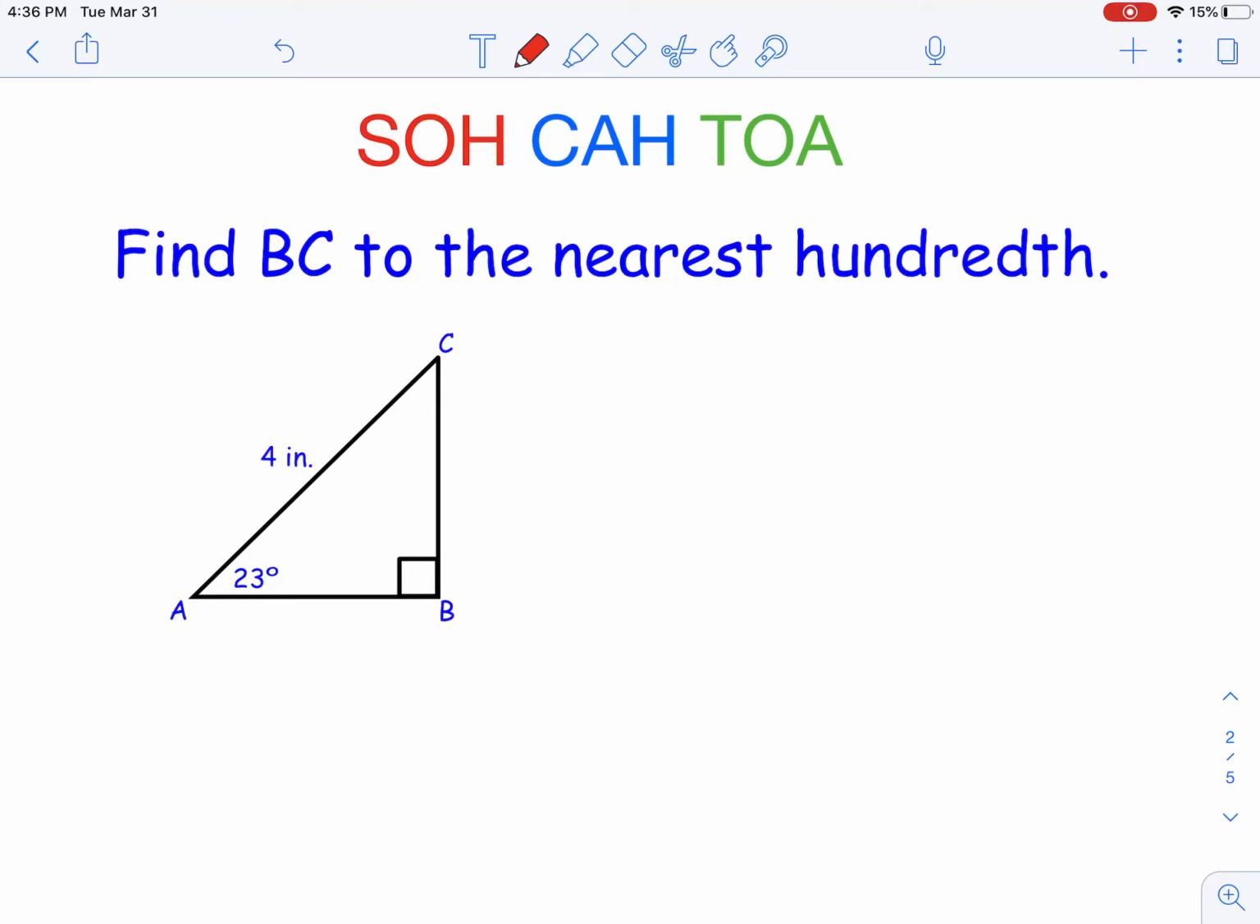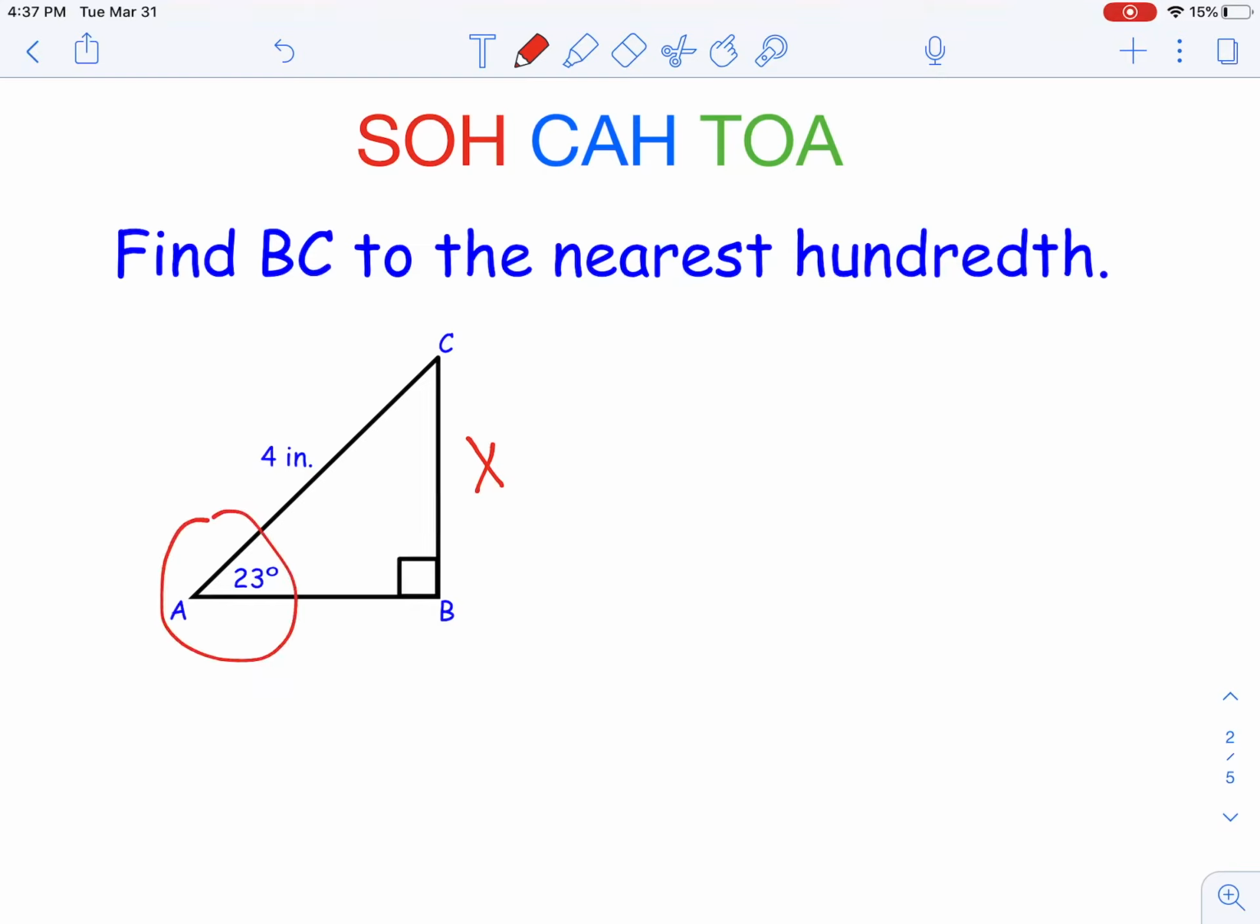For section 8.2 day 2, we're going to use the trigonometric ratios that we learned yesterday to help us solve for a missing side in our right triangle. So let's start with our first example, find BC to the nearest hundredth. I always like to start with putting a variable such as x on that missing side that I am looking for.